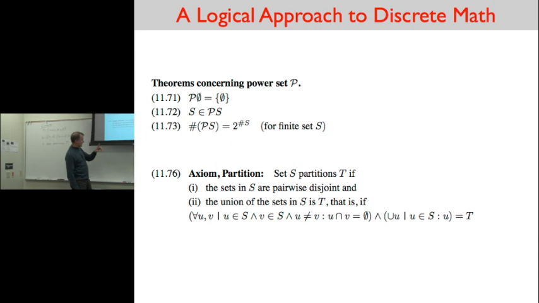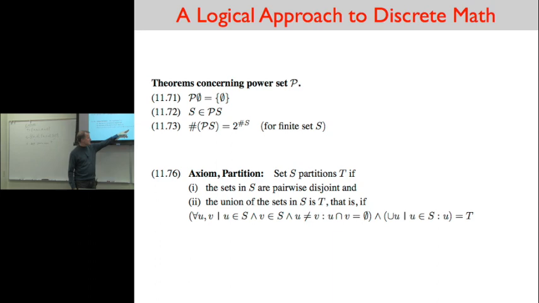Okay. So it says for all U and V, U is an element of S, and V is an element of S, and they're different. As long as they're different, their intersection has to be the empty set. So for all pairs, that's the pairwise disjoint. And what does this say?